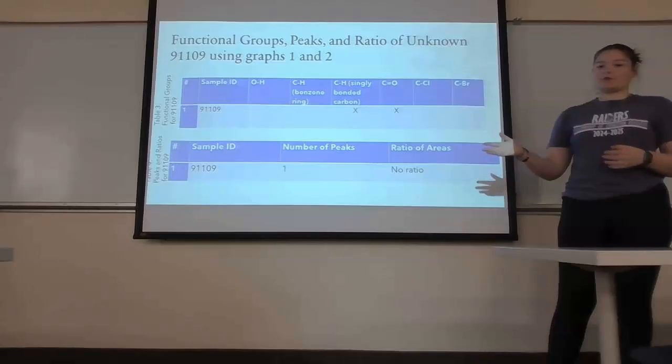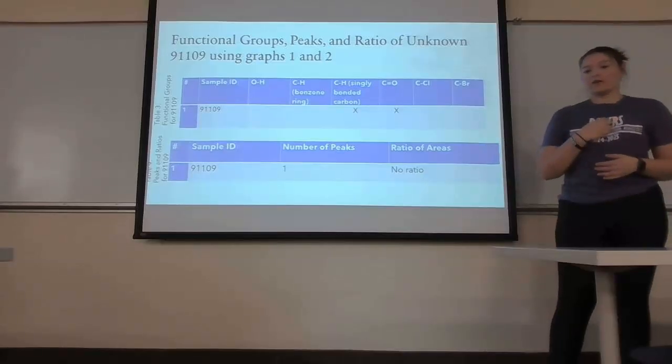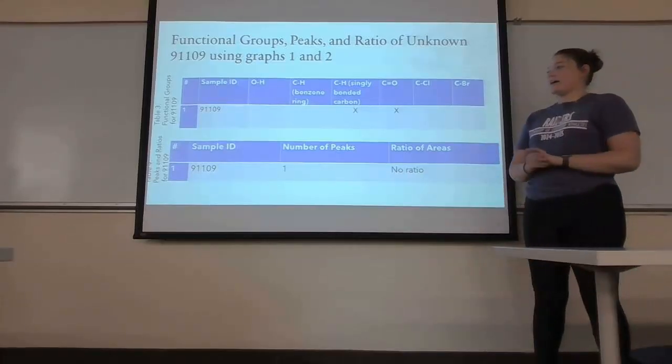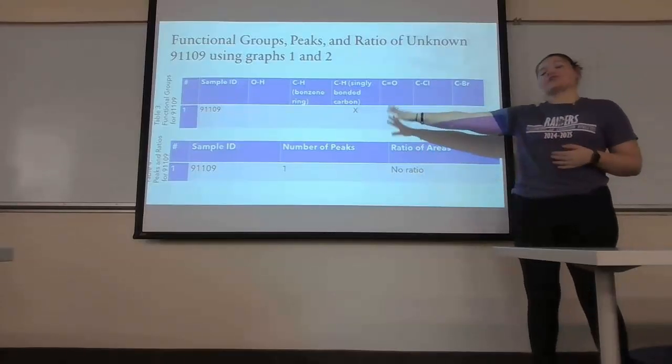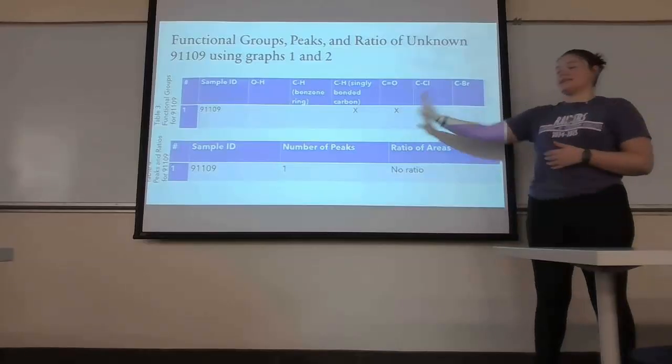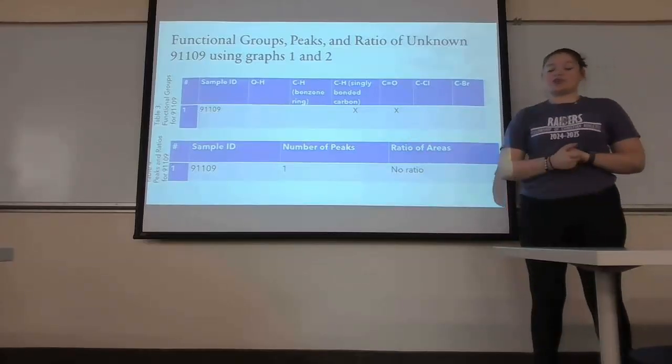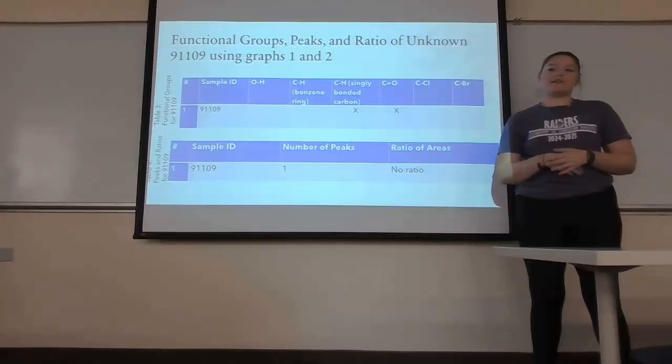So for functional groups, I'm using 91109 for my unknown, and for 91109, the different functional groups present were a CH singly bonded carbon as well as a C double bonded O. This was shown in the graphs where the different peaks were present because of how large the peak was, where the certain range of numbers fell.